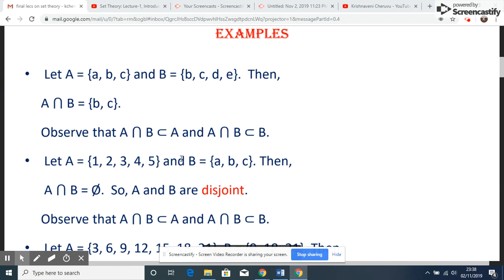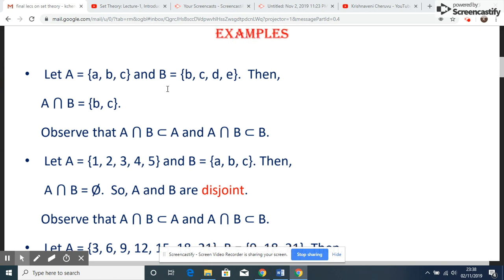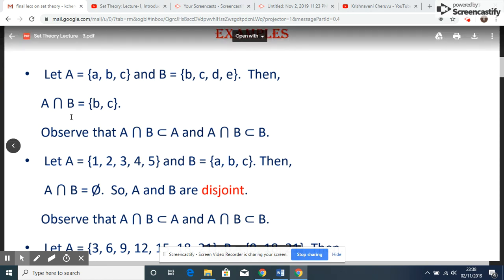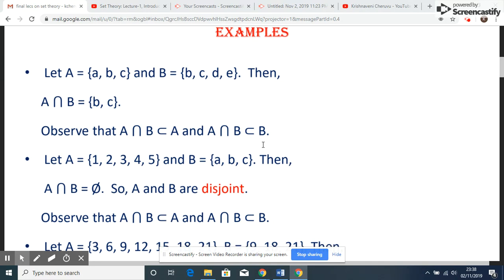Let us see some examples. Now, A is a set with elements a, b, c. B is a set with elements b, c, d, e. Here, A intersection B is the set of elements which are common to both A and B. b and c are the elements which are there in both the sets A and B. And observe that intersection of A and B is a subset of A and also a subset of B.